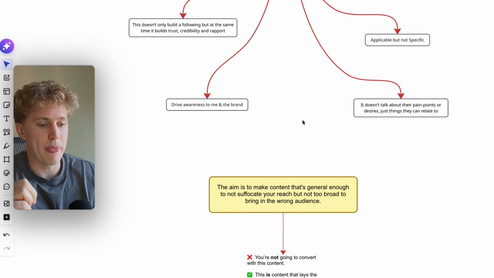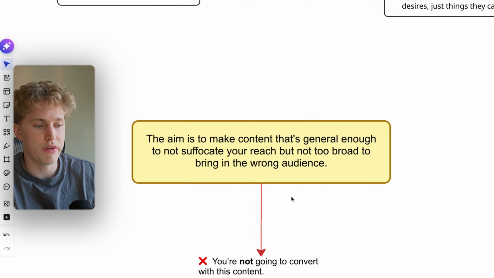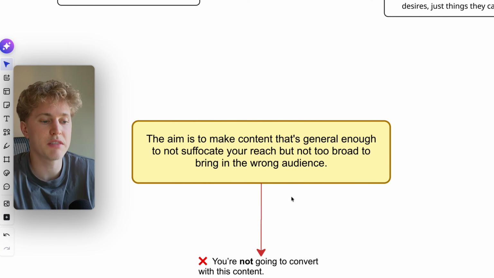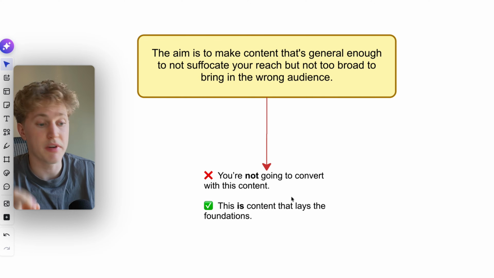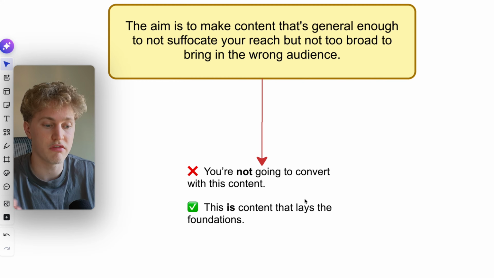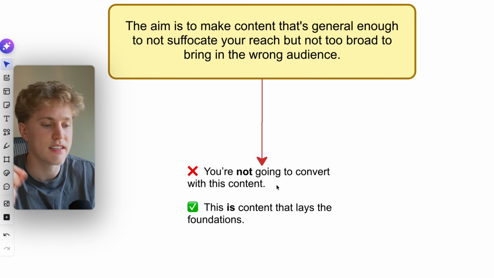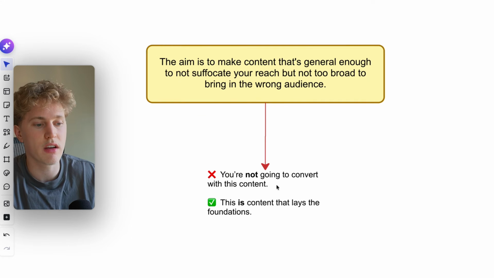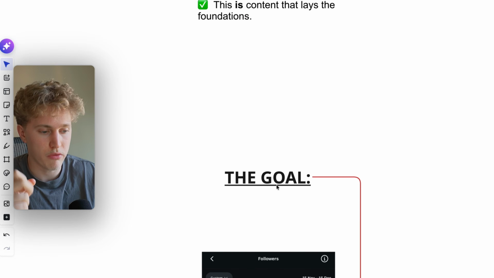And then we go down here, right? The aim is to make content that is general enough not to suffocate your reach, but not too broad to bring in the wrong audience. That's incredibly important as well, because you're not posting this top of funnel content to convert. You're not going to convert with this content. This is the content that lays the foundations for what you then go on to build on top of. And the goal with all of this is incredibly important.